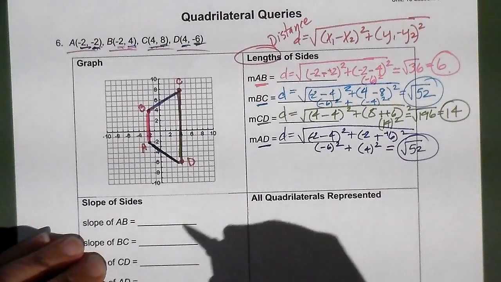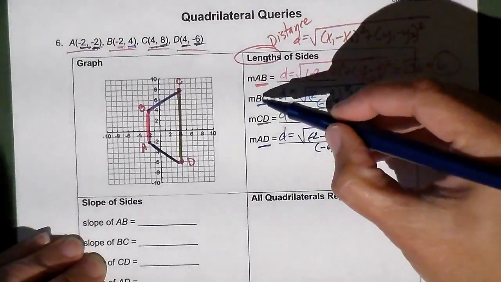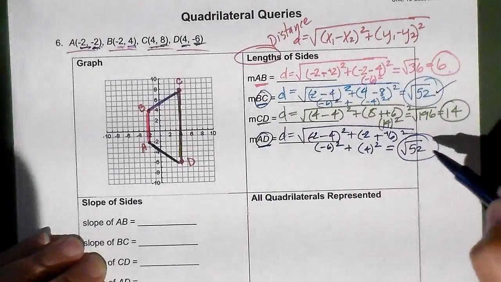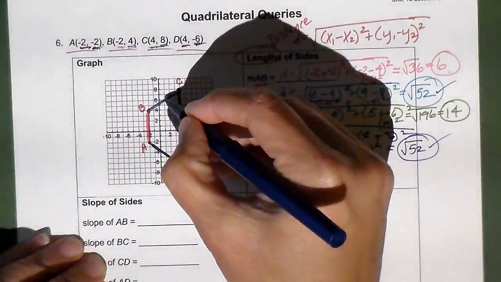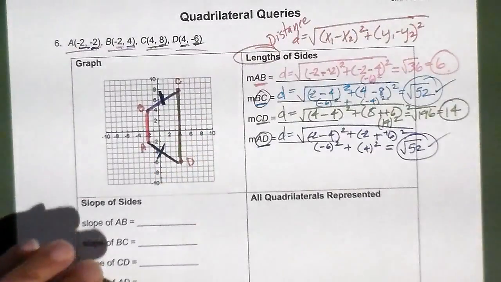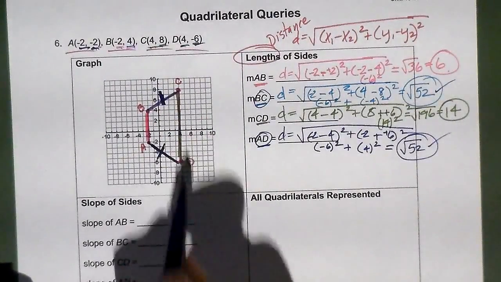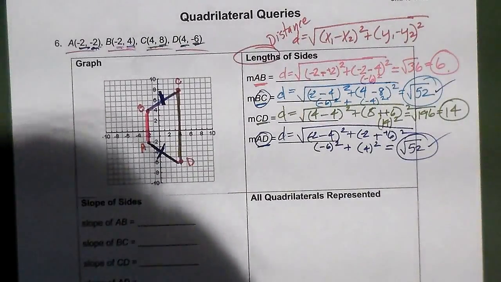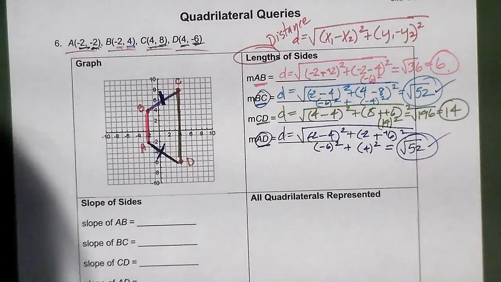What have I established? I know that BC, which is the square root of 52, and AD, which is the square root of 52, are congruent, so I'm going to mark them congruent. It can't be a parallelogram because BA and CD would have had to be congruent too. So it's not a parallelogram. Let's see if it's a trapezoid.